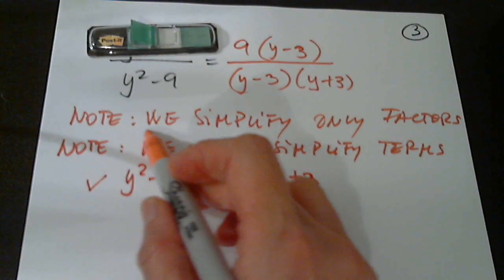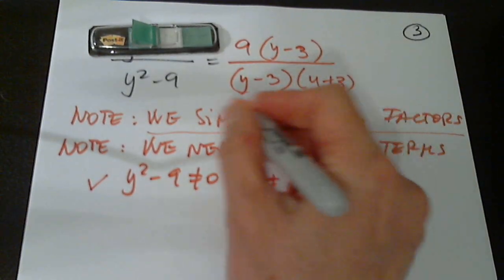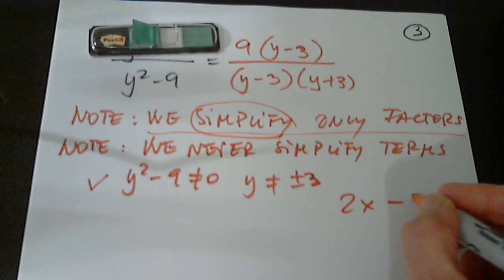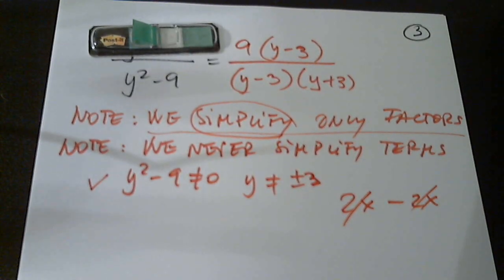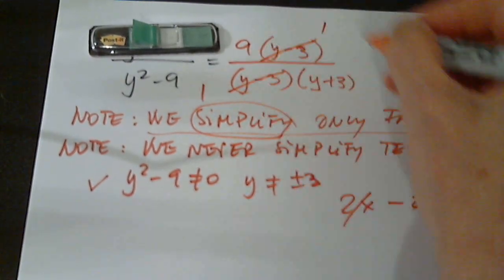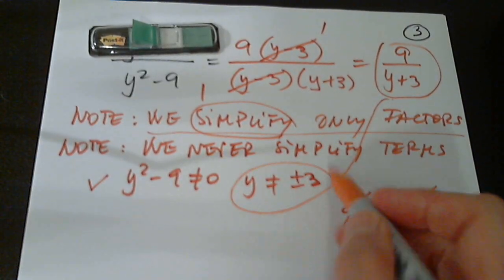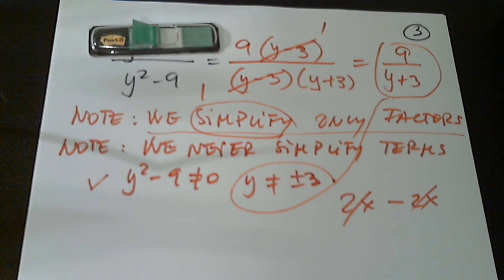Now we can cancel the common factors. We say simplify, because basically when I cancel, I have this. It's not incorrect, but we say simplify in this case. Okay, perfect. What do we simplify? y minus 3. Excellent. So the answer is 9 over y plus 3, of course, only if this restriction is fulfilled. Good.